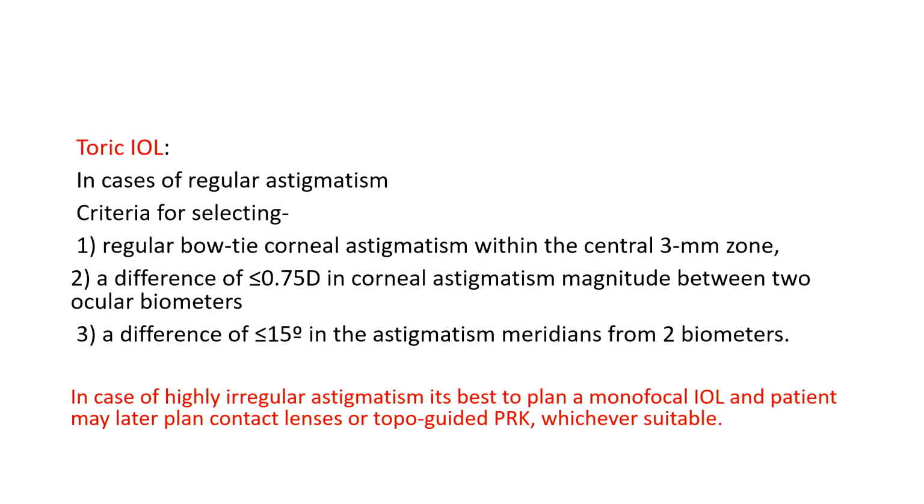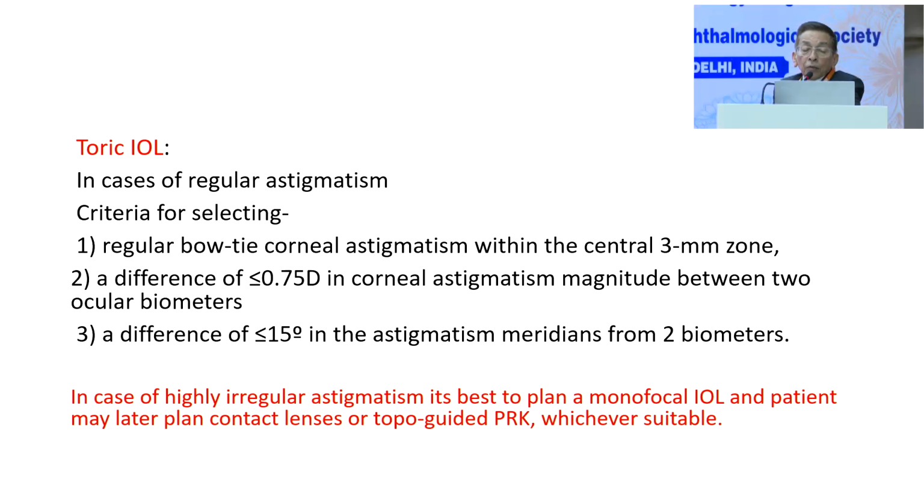For toric IOL, we can use it in regular bow tie corneal astigmatism within the central 3 mm. We can use toric when the difference in corneal astigmatism magnitude between two ocular biometers is within 0.75. In case of highly irregular astigmatism, it is best to plan a monofocal, and the patient may later go for topo-guided PRK, whichever is suitable.